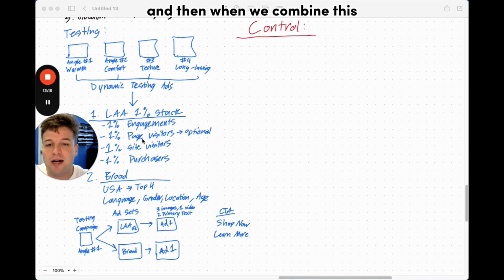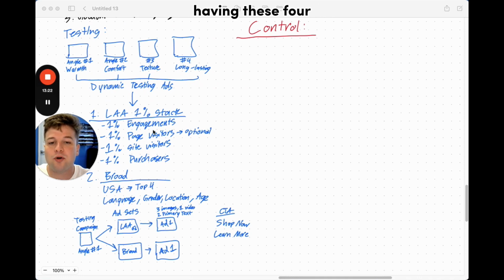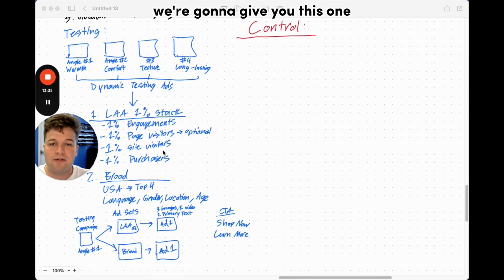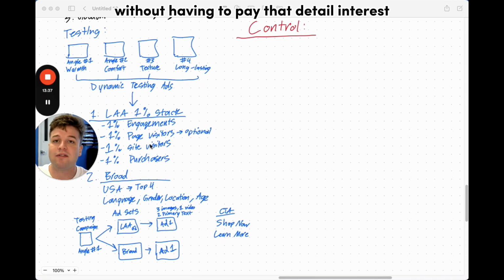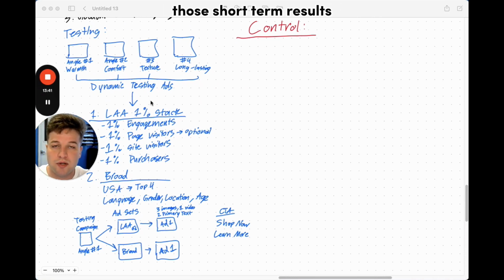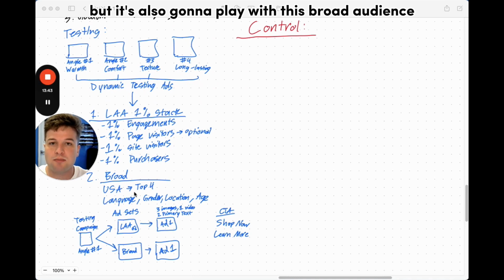And then when we combine this with this lookalike 1% stack on the other side, having these 4 means that our audience is going to be like 8 to 10 million people, because each of these is about 2.5 million. And so when we do this, we say, okay, Facebook, these are the people that we are closely affiliated to. We're going to give you this one so that you find these people without having to pay that detailed interest targeting tax.